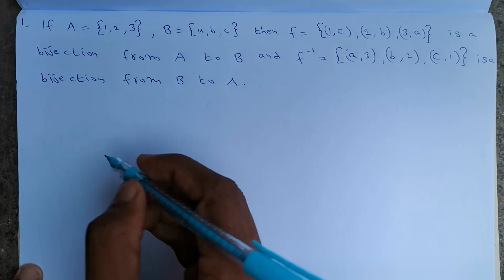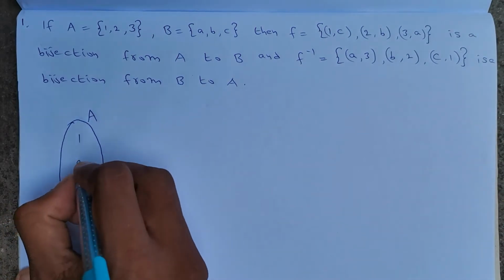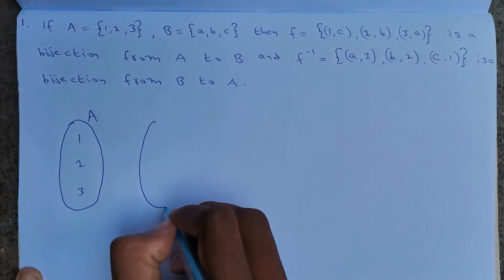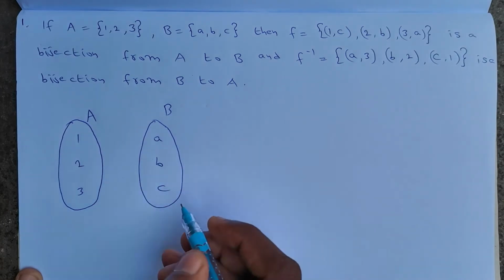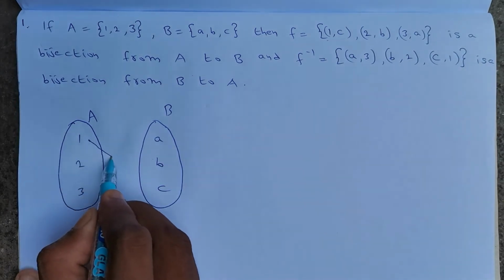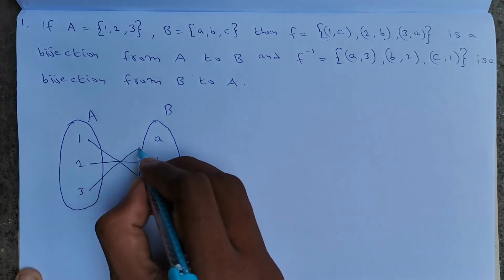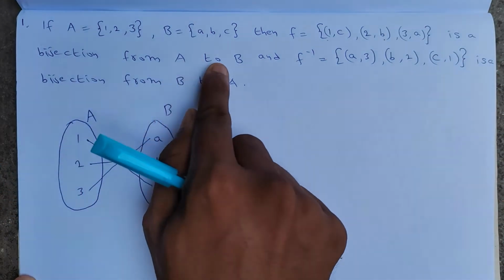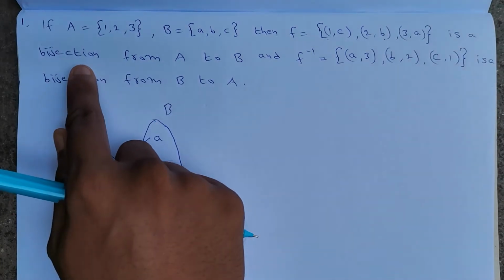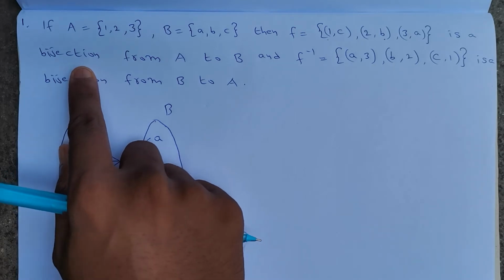So this function I am representing with the figure. Here we have set A: 1, 2, 3, and set B is given as a, b, c. 1 comma c, so 1 to c, 2 comma b, 2 to b, 3 comma a, 3 to a. He said that it is a bijection from A to B. So first let us confirm whether it is a bijection or not. Otherwise, if it is a bijection, how is he saying it is a bijection.